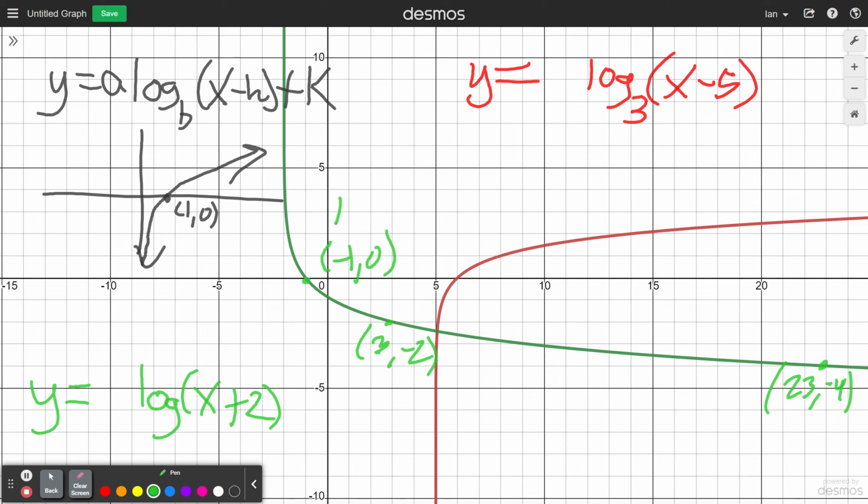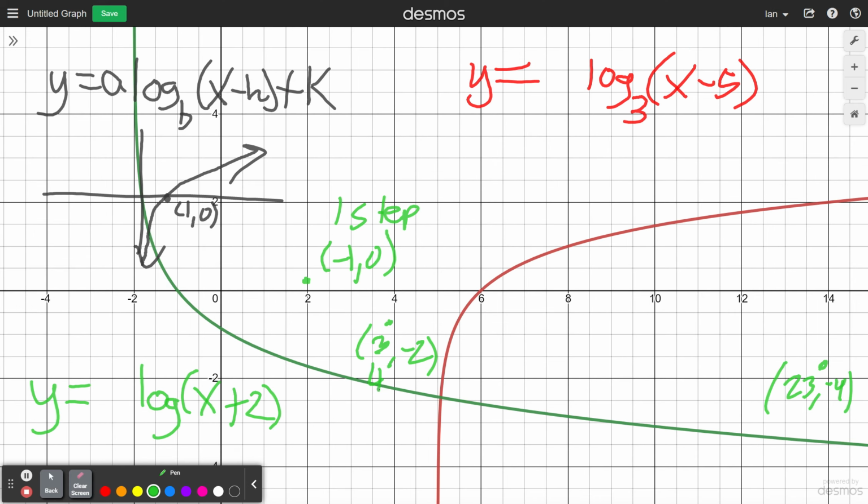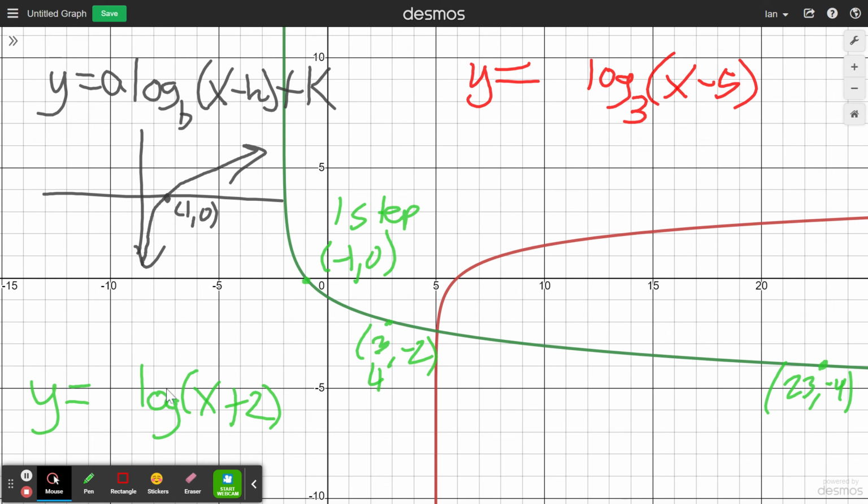(23, -4). Now let's relate those to the asymptote. The first point was 1 step away from the asymptote. The second point was how many steps? 5 steps away from the asymptote, because our asymptote was -2. And then 23 is 25 steps away from the asymptote. So what's going on? 1, 5, 25. We just determined the base is 5.